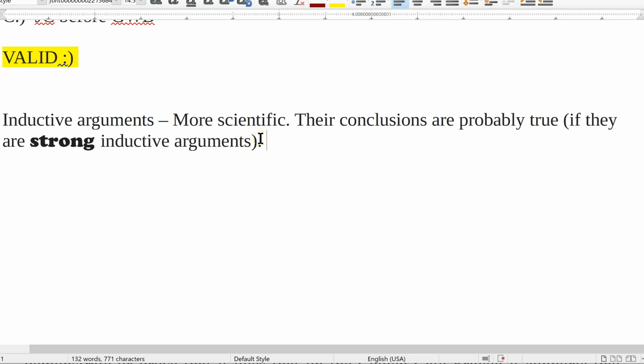Okay, so whereas deductive arguments are mathematical, these are more scientific. Anyone who has taken a science class or is studying science will know that scientists never state any of their conclusions with absolute certainty, right? They'll say, this is a 99% chance. The reason we have large sample sizes in science is so that we can get closer to certainty, right?